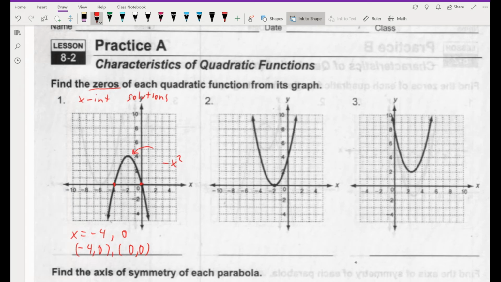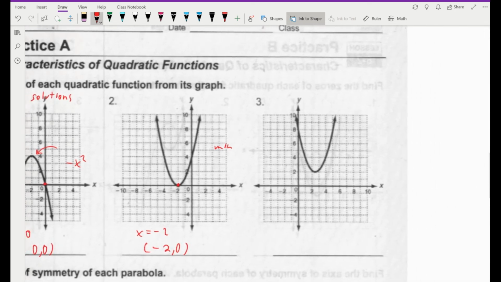Number 2, there's only one zero here, and it's at the minimum. This graph does have a minimum, and it only has one zero. Here you could write it as x equals -2, or you can write it as a coordinate pair, -2, 0.